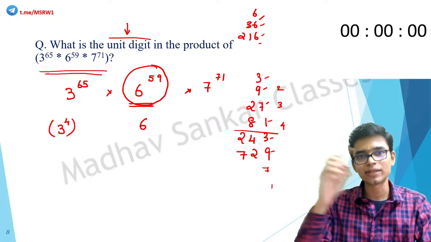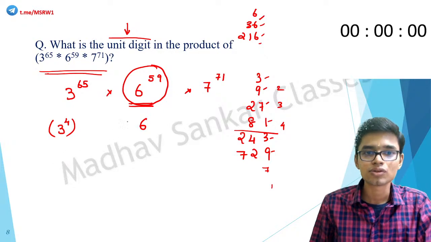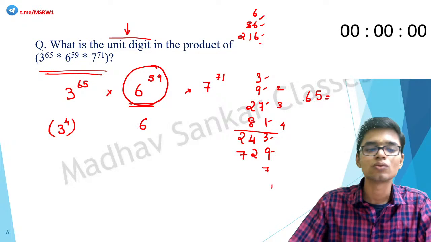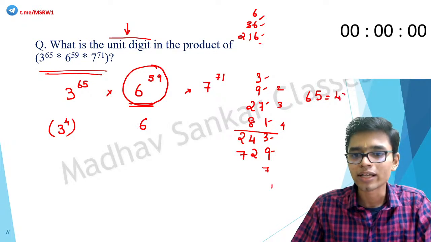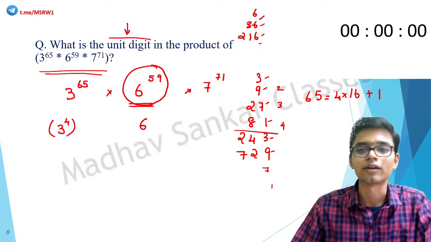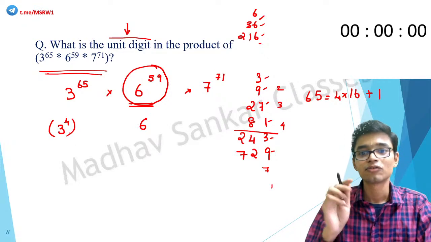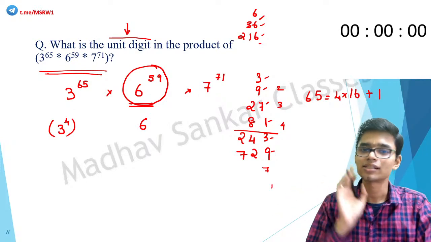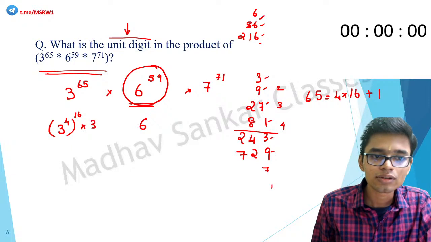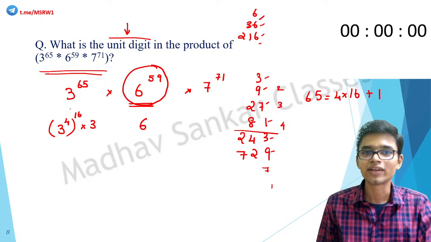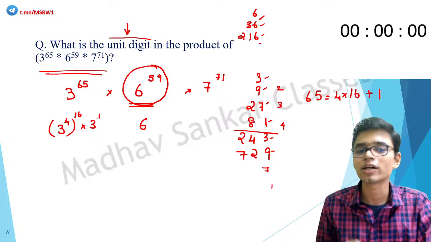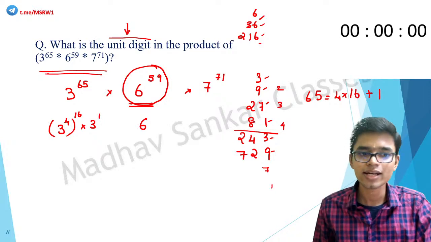Let's arrange this. 3 raised to 4 into, how can we split 65? 3 raised to 65 can be rewritten as, let me write here, 65 is equal to what? 4 into how much? 16 plus 1. Correct? 4 into 16 plus 1 is 65. So we can write 3 raised to 65 as 3 raised to 4, the whole raised to 16, into 3 raised to 1. Correct? Any doubts there?